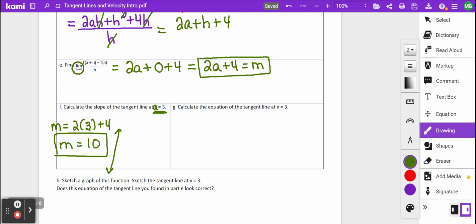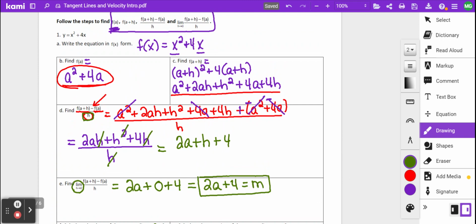Now that we have the slope, the next thing that we'd like to do is actually find the equation of that tangent line. In order to do that, we're going to use y equals mx plus b, but we're not ready yet because we need a point when x equals 3. So we will have to substitute 3 into the initial function.